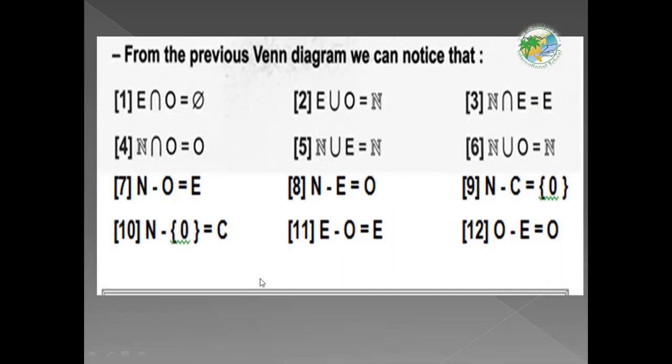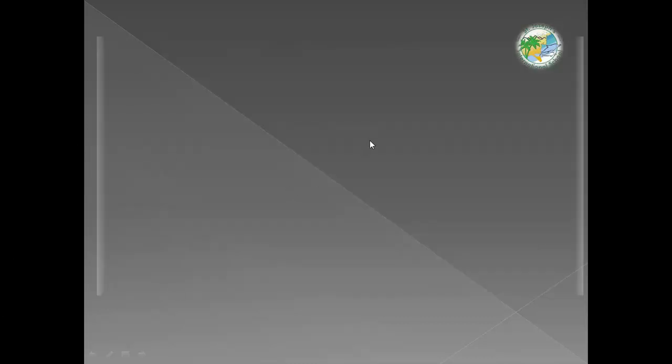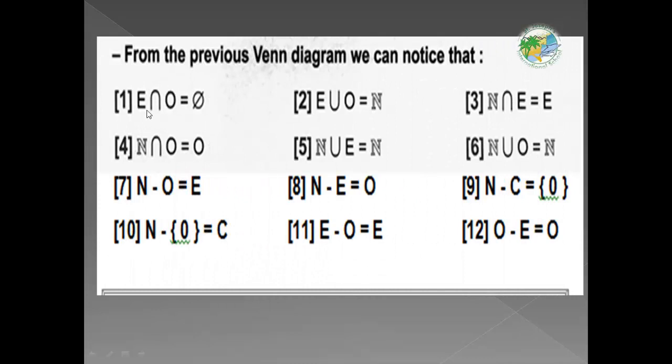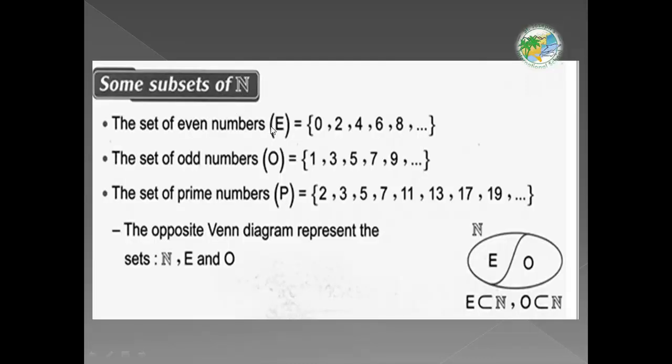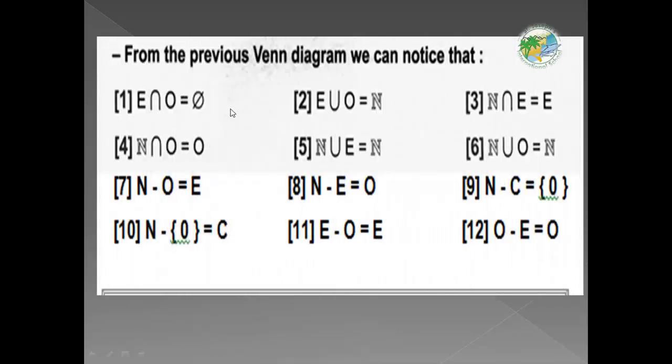From the previous Venn diagram, we can notice this very important note. What is the meaning of even number intersect odd number? For intersection, we look for a common element between even and odd. Let's look at the even numbers. Is there a common number between the even numbers and odd numbers? No. Then the answer is empty set.